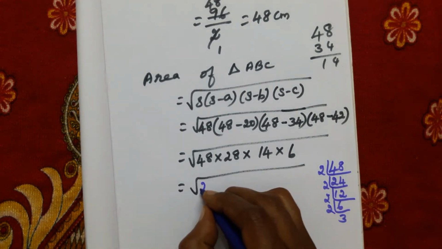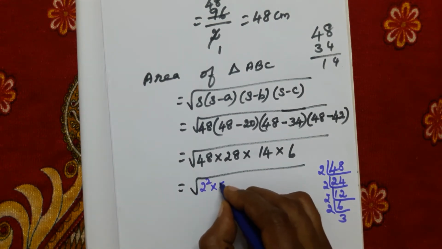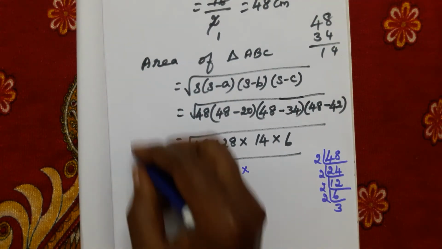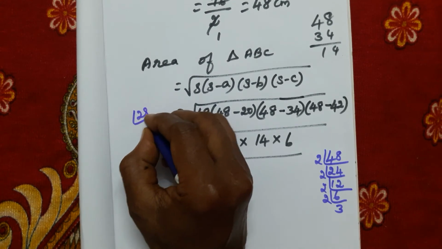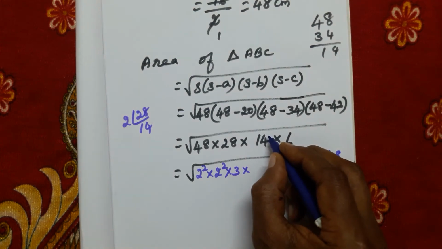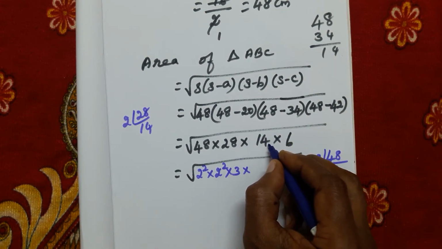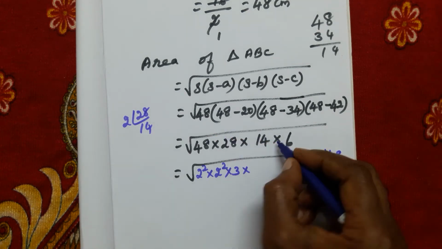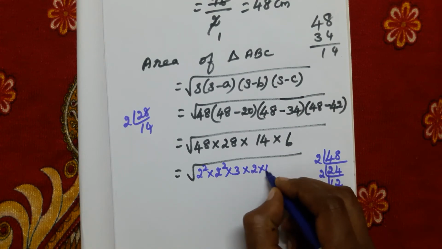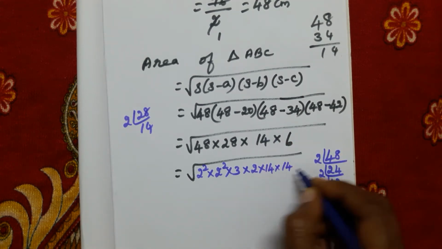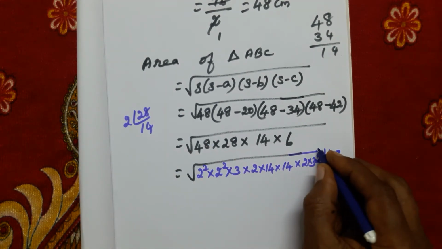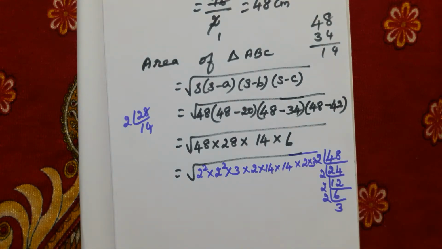Okay, we can write 2 squared into 3. Next, when we are factorizing 28, what will we get? 2 times 14. Okay, already 14 is there, so we can write 2 into 14. 14 into 14, 14 squared, like that we can write. This 14 again. Next, 6 means 2 into 3.